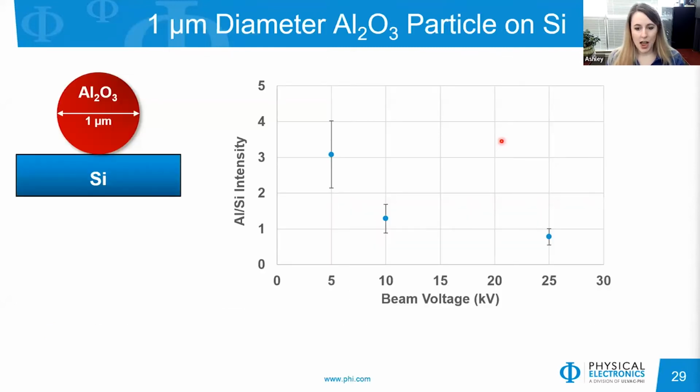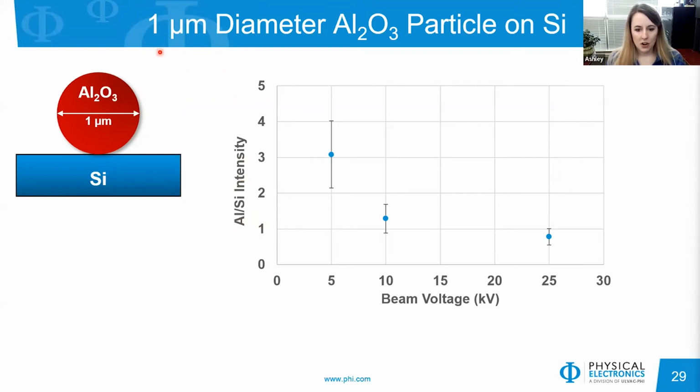One way to measure how much of the analysis volume comes from the particle as opposed to the substrate is to look at their respective intensity ratios. If we consider an alumina particle on silicon, the intensity ratio of aluminum to silicon is a measure of how much beam scattering is contributing to the analysis volume. So ideally, we would want all of our signal to be coming from the alumina particle and none to be coming from the silicon. So a high aluminum to silicon ratio is preferred.